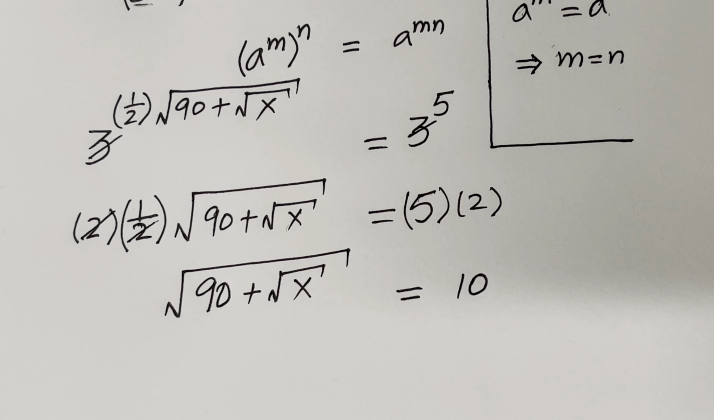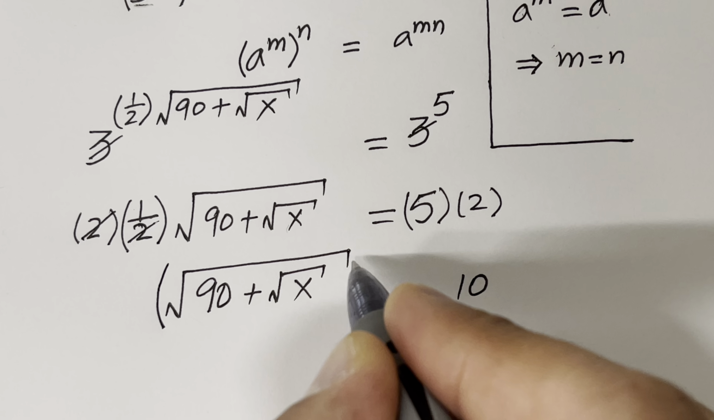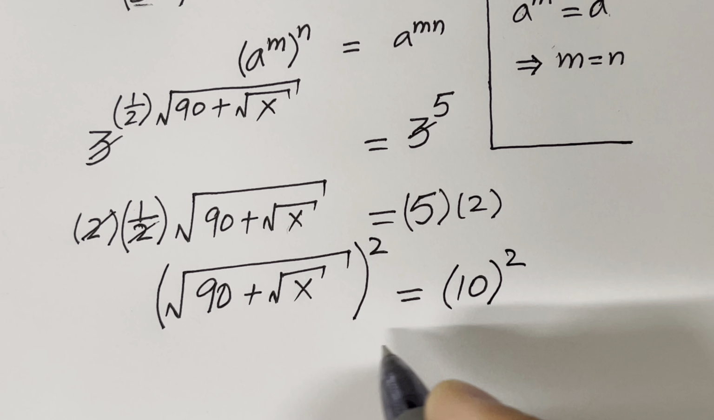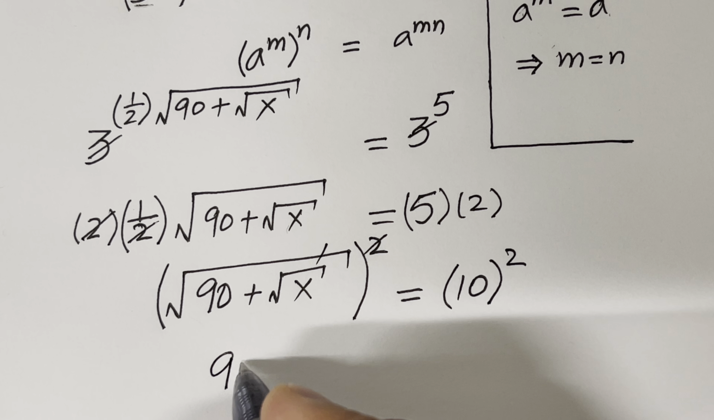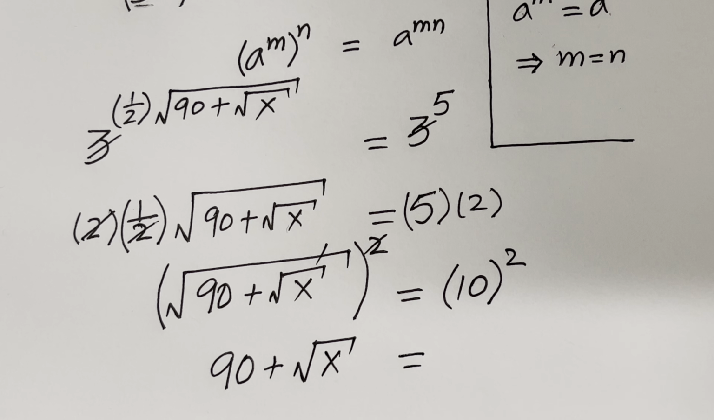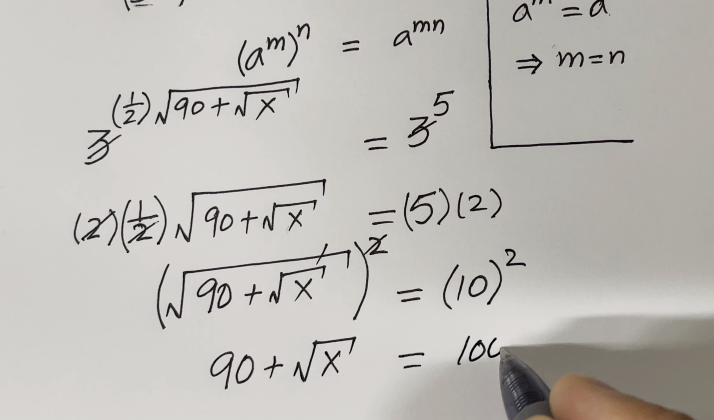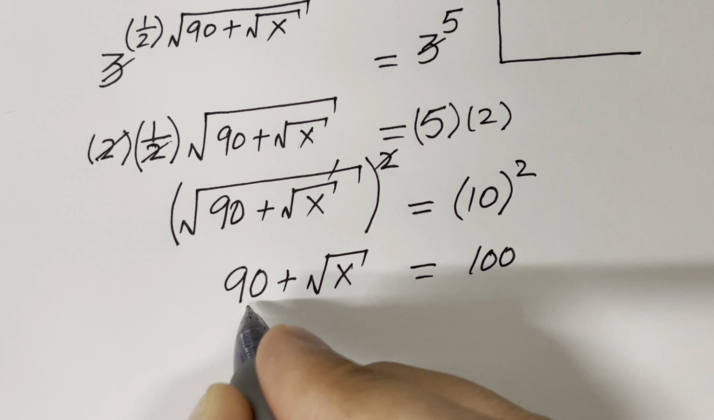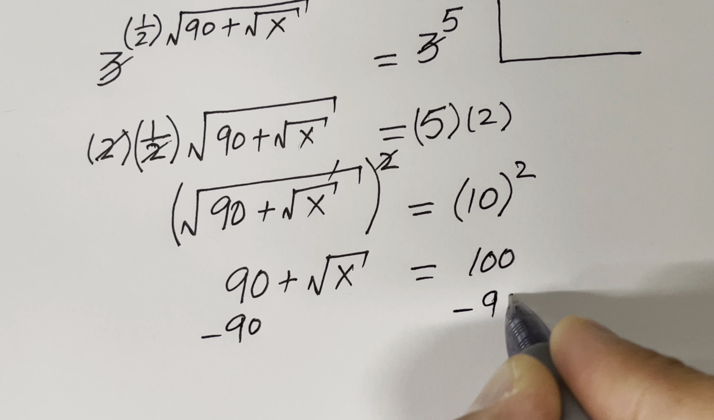Again we want to isolate x, so let's get rid of this upper square root, and in order to get rid of the square root we need to take square on both sides. So on the left hand side we will have 90 plus this square root of x, and on the right hand side 10 squared is 100. We want to isolate x, so let's get rid of this 90 from here. So subtract 90 on both sides.